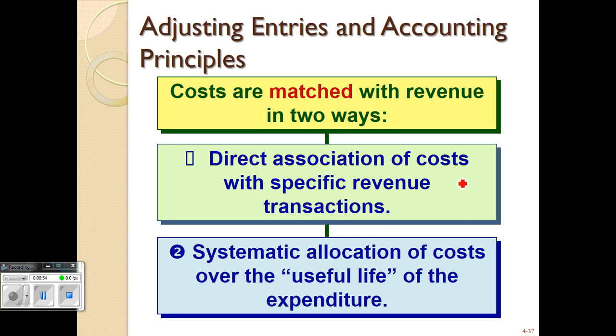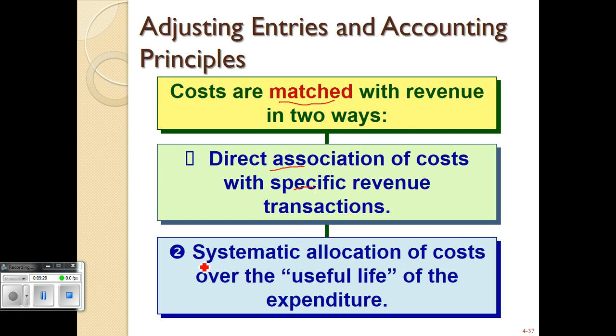The whole purpose of all these adjusting entries is to match my revenue and my expenses. And there's two ways to do it. One is to make a direct association of costs with the specific revenue. If I'm painting houses, I know exactly how much paint I used on their walls. I can make a direct association between how much paint I used on their walls and how much that costs per gallon, and there's a direct association there.